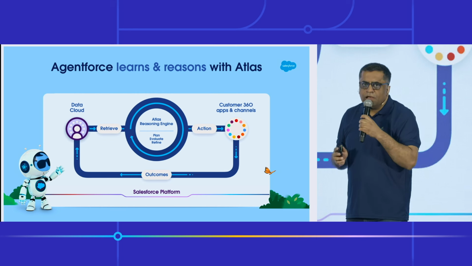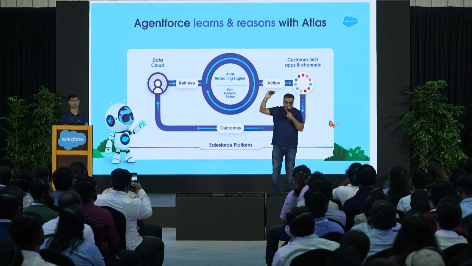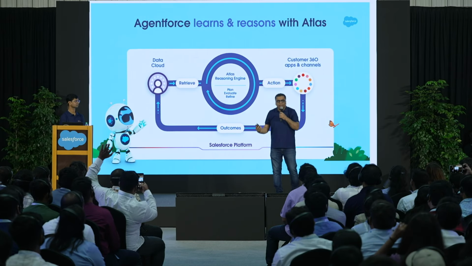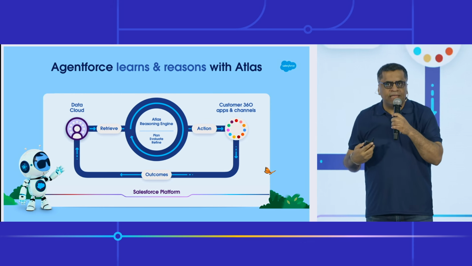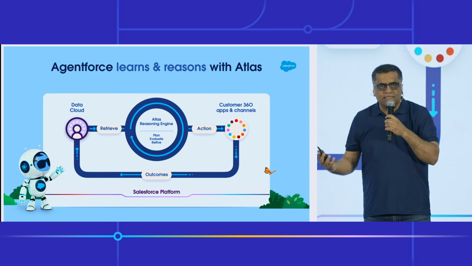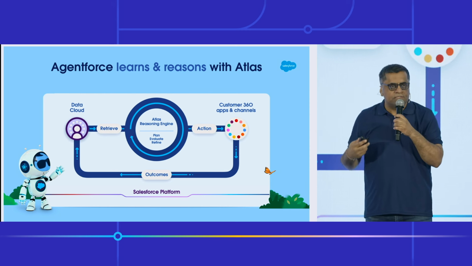So now let's talk a little bit about Atlas. How many of you have actually heard about a term called Atlas? Okay, excellent. So every agent actually needs to use something called a reasoning engine. An agent by itself has certain data, it has the context, but it needs to reason before it can generate a response for you.